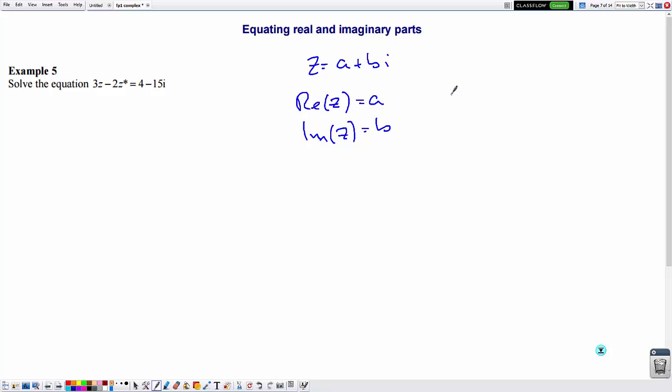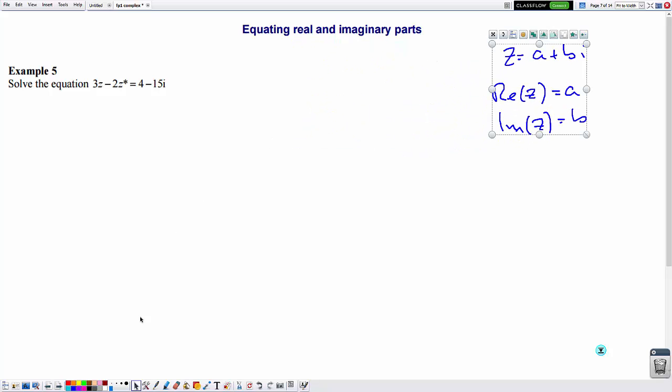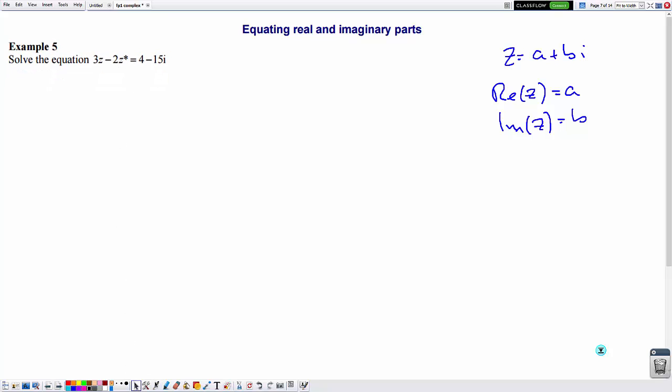So we're going to use that fact, and we're going to compare real and imaginary parts. Sometimes we'll have simultaneous equations, other times we have something rather simple, and we're going to use that. Notice the imaginary part of this complex number is not bi, it's just b. So remember, if two complex numbers are equal, their real and imaginary parts must be equal, and both of them must be equal. So, example 5.